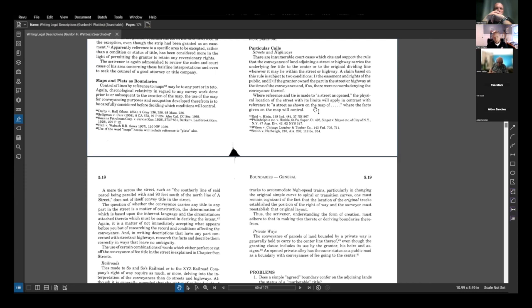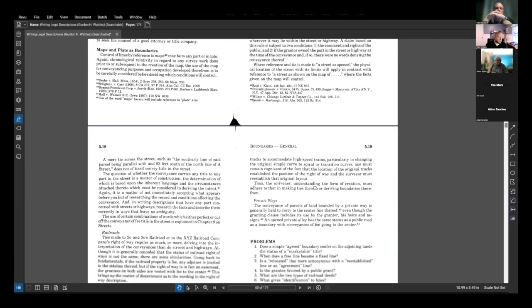Or, on the other end, you've got a map, which is a DOT map. And sometimes those can be difficult if you're not used to looking at them. They've got stations, and they've got spiral curves, and they've got a whole plethora of information that doesn't even apply. And you kind of have to sift through those maps. And so sometimes you'll get a deed that calls to a highway, and it says, then to a point at station such and such of a highway map.